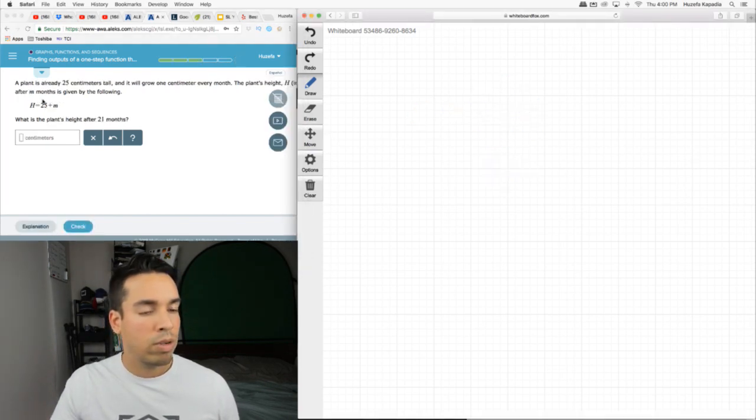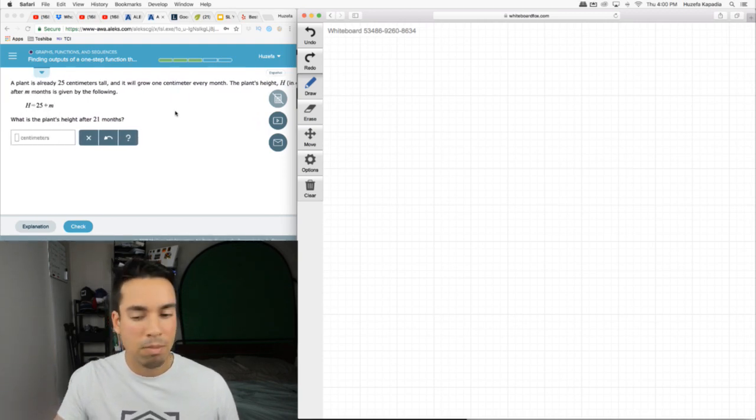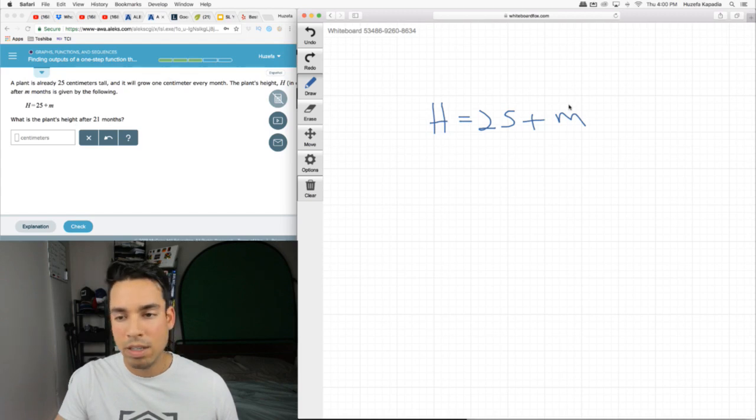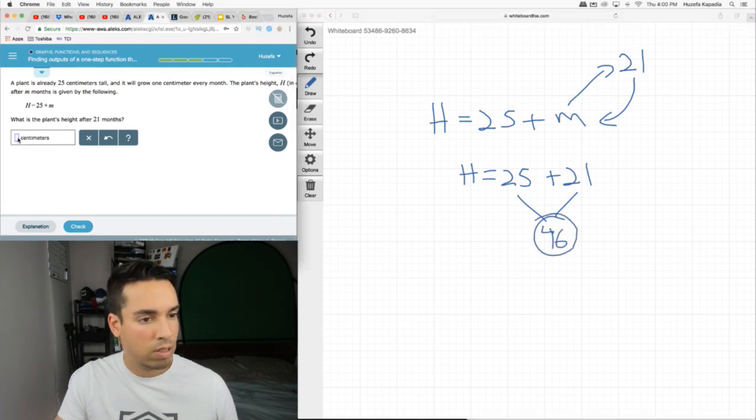Last one, a plant is already 25 centimeters tall and it will grow 1 centimeter every month. The plant's height H in centimeters after M months is given by the following. H equals 25 plus M. What is the plant's height after 21 months? Again, M represents months, so we're plugging in 21 for M. H equals 25 plus 21. 25 plus 21 is 46 centimeters.